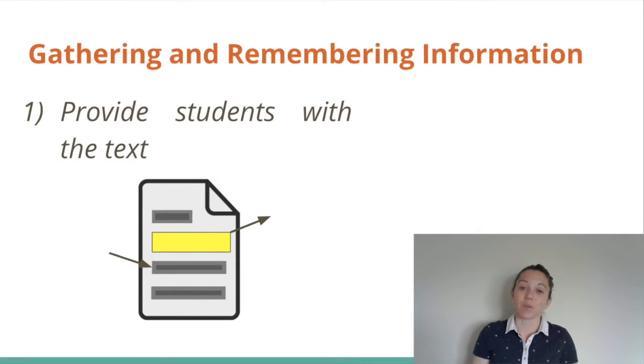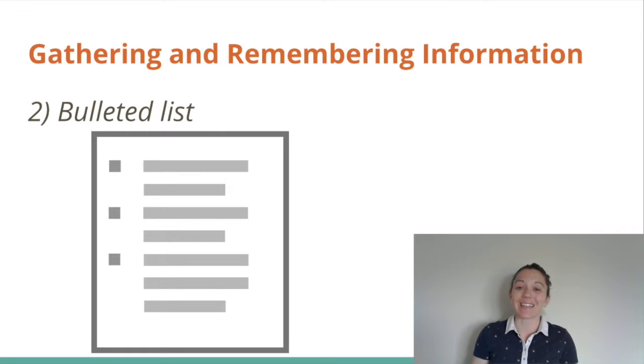First, if possible, provide the students with a text to follow along as you read aloud. This will allow them to annotate the document in order to help them retain the information. If for whatever reason you cannot provide them with the text, try to create a bulleted list or an overview of the text that they can always refer back to.